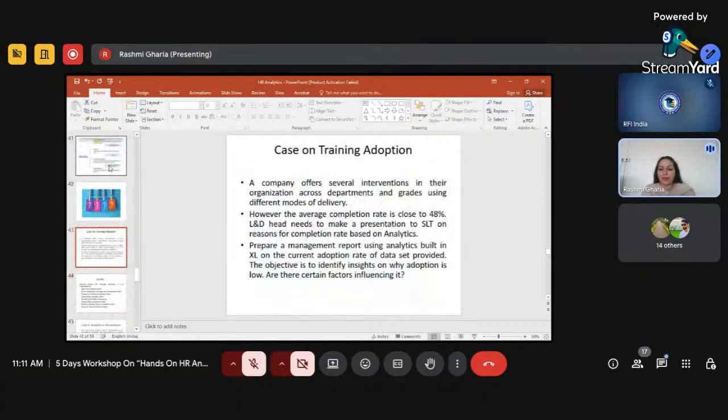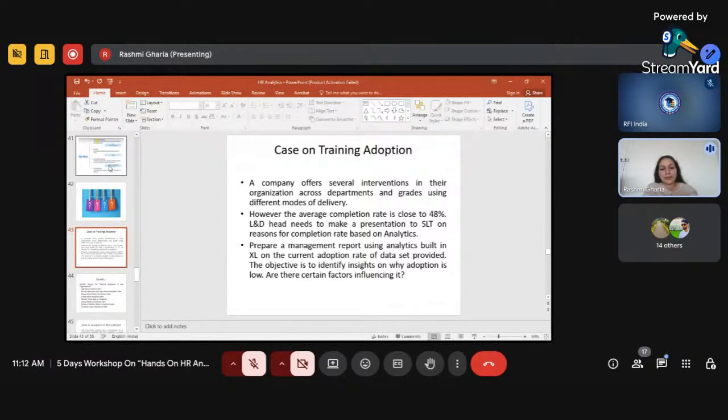Today, as you know, the descriptive analytics, diagnostic analytics and statistical part is already covered by Shweta Mogre ma'am. So I will be taking a few case studies specifically related to HR, so you will be able to understand how you can apply diagnostic and descriptive analytics on HR data. The first case study that we'll be taking today is a case on training adoption.